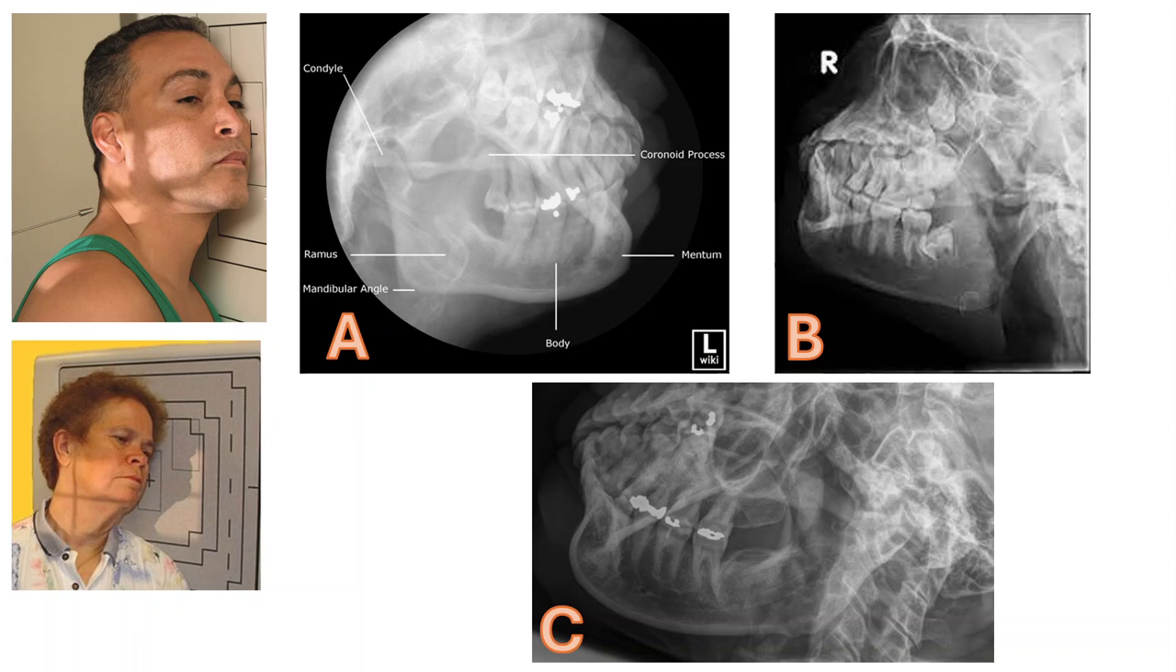Hello, welcome back. This video is for radiologic technology students to learn the radiographic positioning and criteria of the axiolateral mandible. I have pictures of two different types of positioning that we can do for the axiolateral mandible.